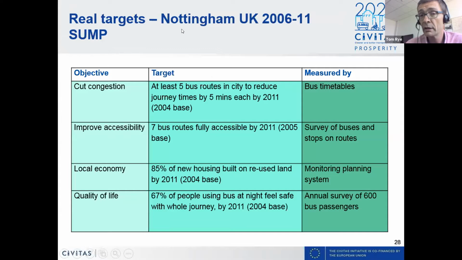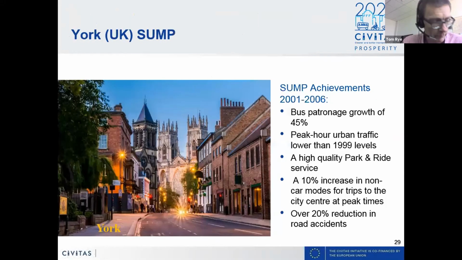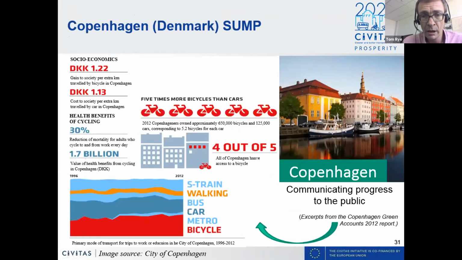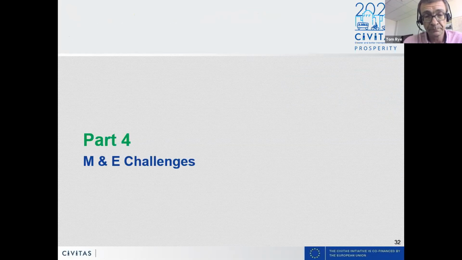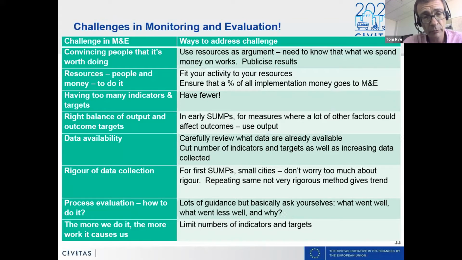Just to say, by the way, you might ask, did they achieve their targets? And I'm afraid we don't know, because their requirement to monitor and evaluate was placed on them in 2006 by national government, but taken away in 2008, so they stopped gathering the data. And I won't go into this one because I think we've got enough examples now. Monitoring and evaluation challenges. There's just a list on a table, which is probably too much to go through now.